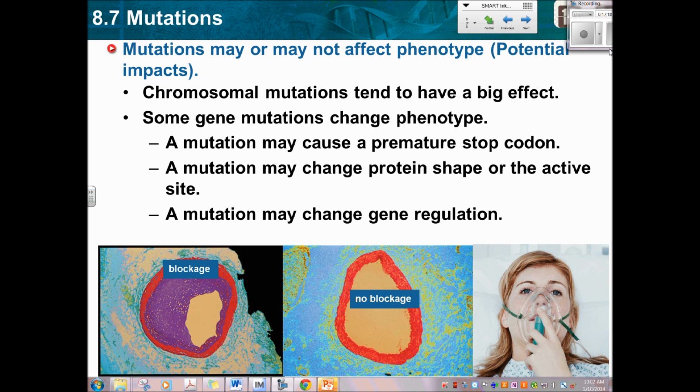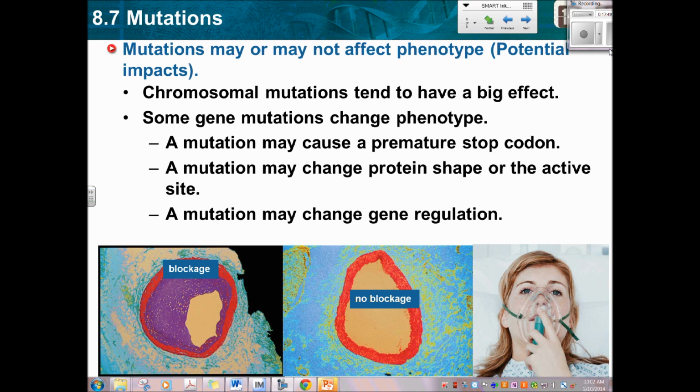So a mutation can cause a premature stop codon. What if the change doesn't make it a different amino acid, it made it one of those 3 stop codons? Now you just severed your protein prematurely, right? You shortened your protein. It's not going to work the same way. So that's going to be a problem. A mutation may change protein shape or active site. So again, just one different amino acid might not let it fold properly. The active site, remember, is for enzymes, helping reactions happen.